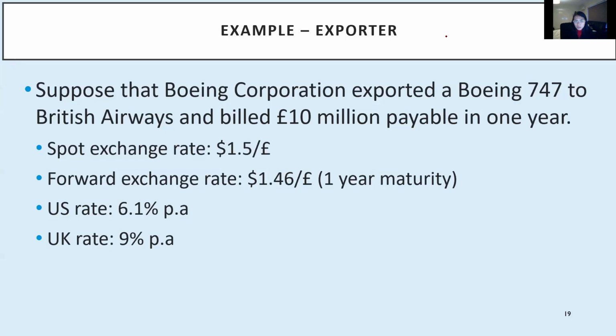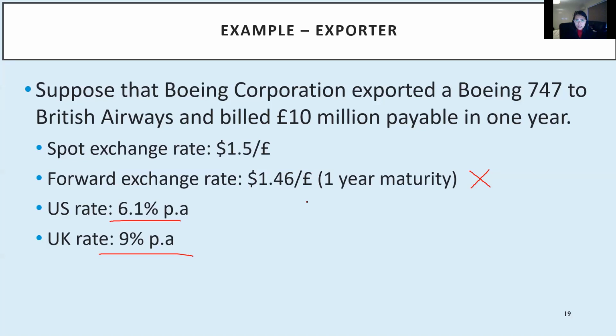We've got the same information as before. We've got the spot exchange rate, the forward exchange rate, and the US and UK interest rates. For this question, I'm going to use a money market hedge, so I don't have to worry too much about the forward rate here. What I need to worry about is the interest rates in the two relevant countries.